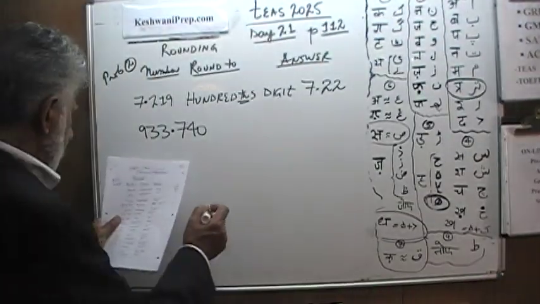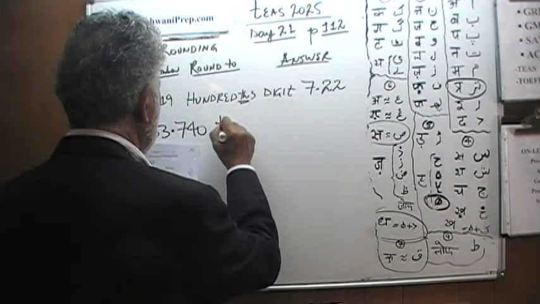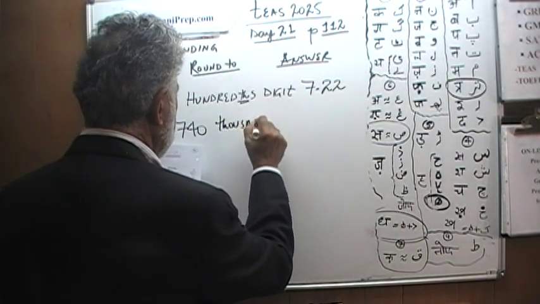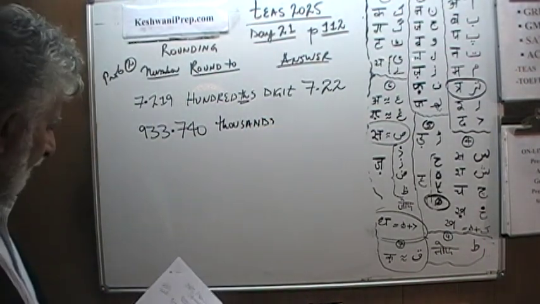Just give me 1 second. If it is 933 and we are asked to round it to the nearest thousands, yes, we are being asked to round it to the nearest thousand. See what happens.